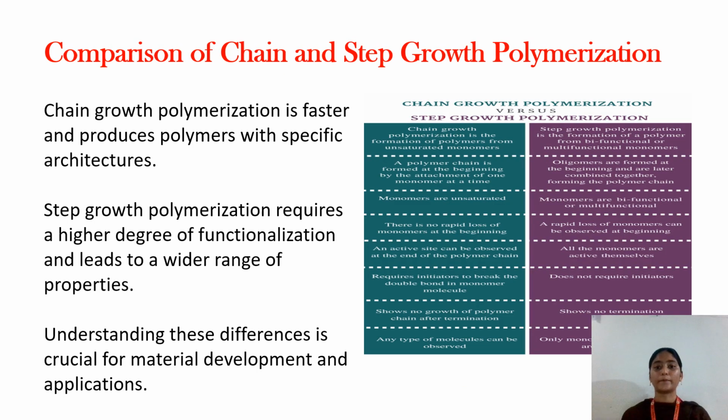Comparison of chain and step growth polymerization. Chain growth polymerization is faster and produces molecules with specific architectures. Step growth polymerization requires a higher degree of functionalization and leads to a wide range of properties. Understanding these differences is crucial for materials development and application. A chain growth polymer is the formation of a polymer from unsaturated monomers, and a step growth polymer is the formation of a polymer from bifunctional or multifunctional monomers.